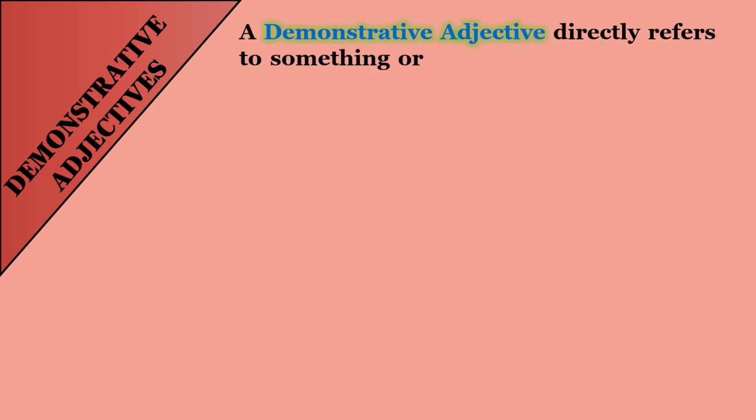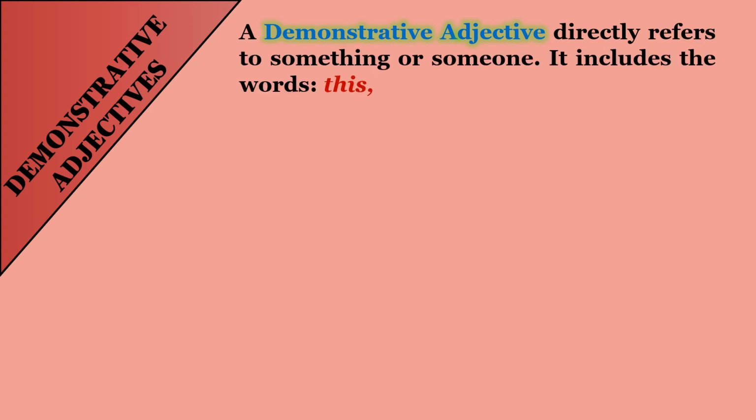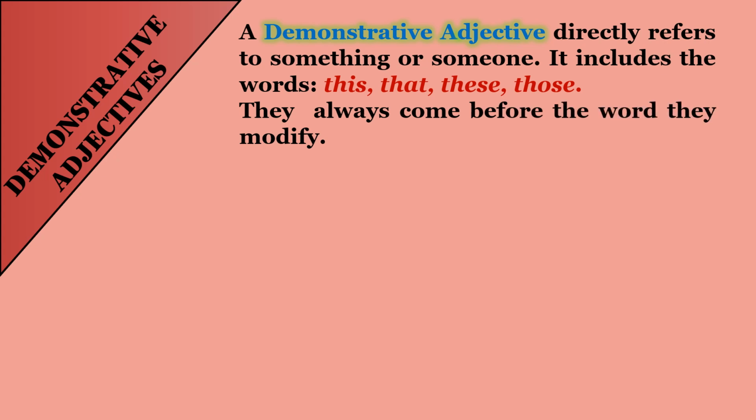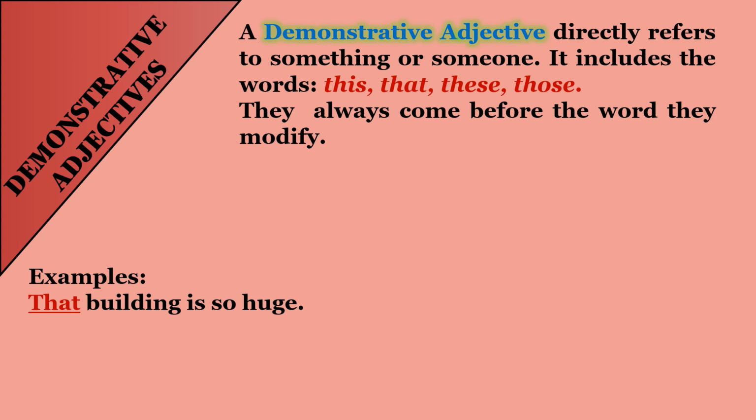Next is the demonstrative adjectives. Now it directly refers to something or someone, and there are only 4 demonstrative adjectives: this, that, these, and those. These adjectives always come before the word they modify. Okay, we'll see in the examples. That building is so huge. So when I want to point out something that is far away, and it is only one, I'll say that building or that tree, indicating that it is far away from where I am.